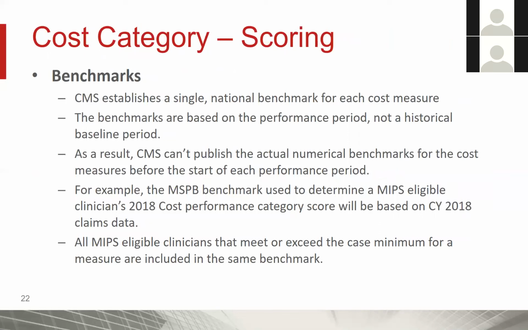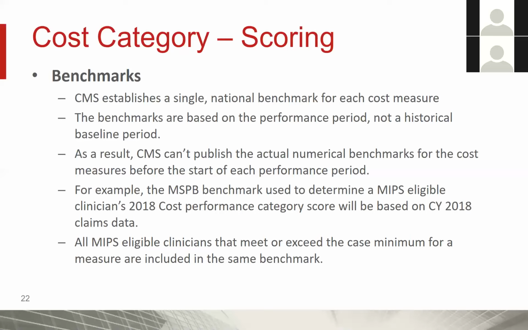So how is the cost category scored? CMS will establish national benchmarks for each cost measure. These benchmarks are based on the performance period and not on a historical baseline period. As a result, CMS can't publish the actual numerical benchmarks for the cost measures before the start of each performance period. So unfortunately, you won't be able to know what the benchmark is before the performance period begins.